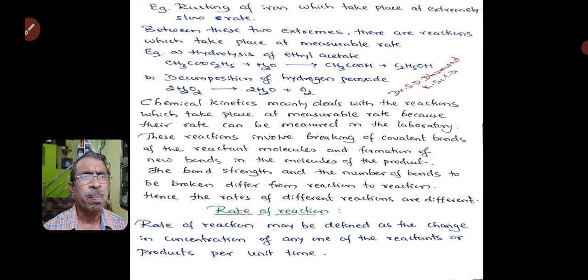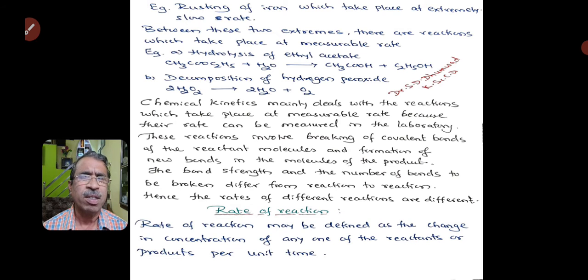Chemical kinetics mainly deals with the reactions which take place at a measurable rate because their rate can be measured in the laboratory. These reactions involve breaking of covalent bonds of the reactant molecules and formation of new bonds in the molecules of the product. The bond strength and the number of bonds to be broken differ from reaction to reaction. Hence, the rates of different reactions are different.